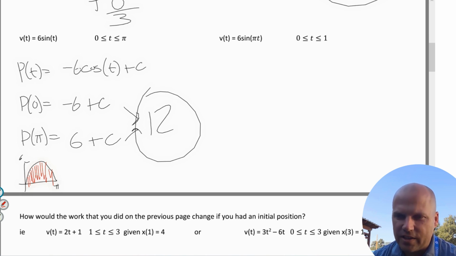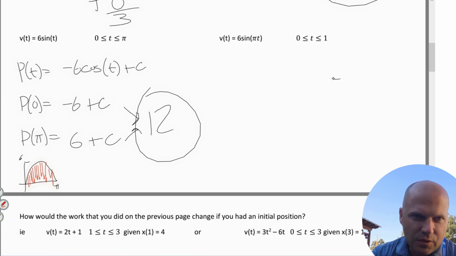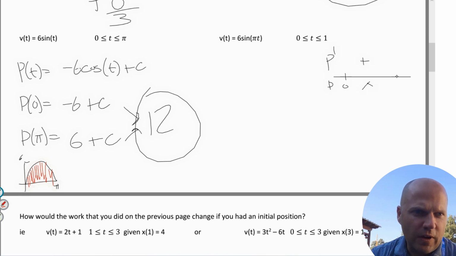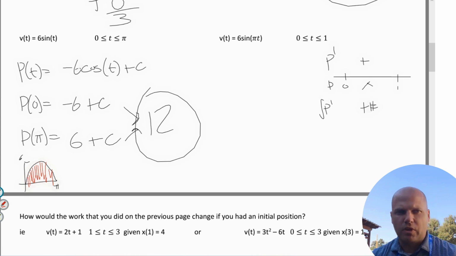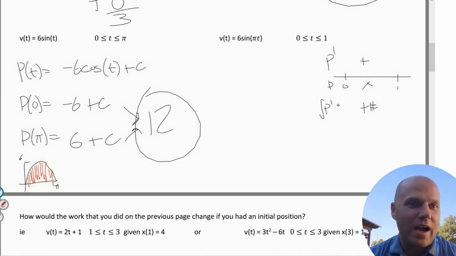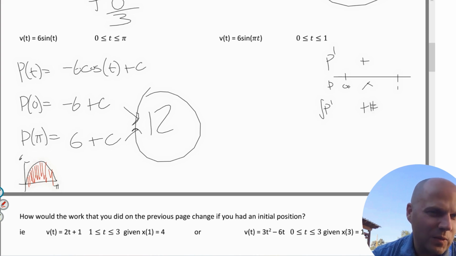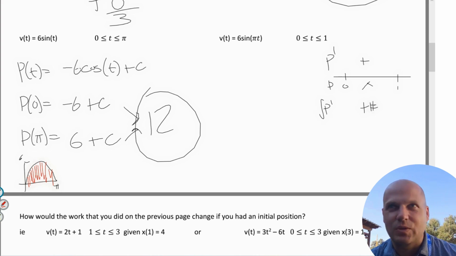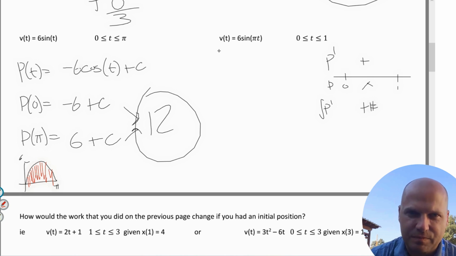And again, you could always think about this in terms of my derivative is positive, my position is increasing. If I know my position at 0 and 1, I'll know how much it increased. Well, now we talked about how much it increased is actually equivalent to accumulating my derivative. Now we're going to find how to accumulate your derivative without having to accumulate, by taking an antiderivative.